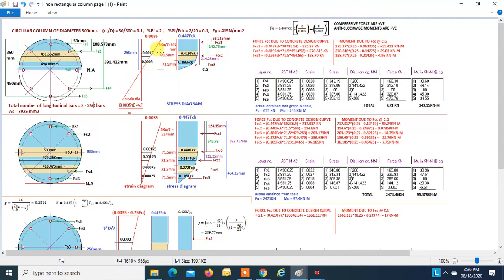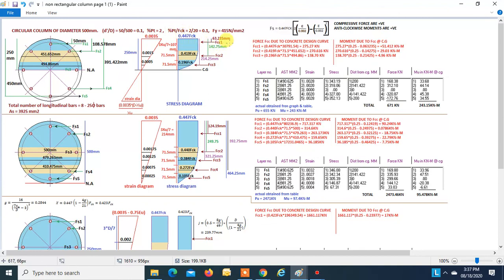Now we also know that up till strain 0.002, that is depth 3xu by 7, over here it is 107 mm, the stress remains constant. That is, the stress will be 0.447 fck up to over here, right? Over here the strain is 0.002. Now we will divide our area into three strips. First strip will be a segment, and the depth of this segment we will take up to 107, where the strain is 0.002 and the stress is constant in this area, right?